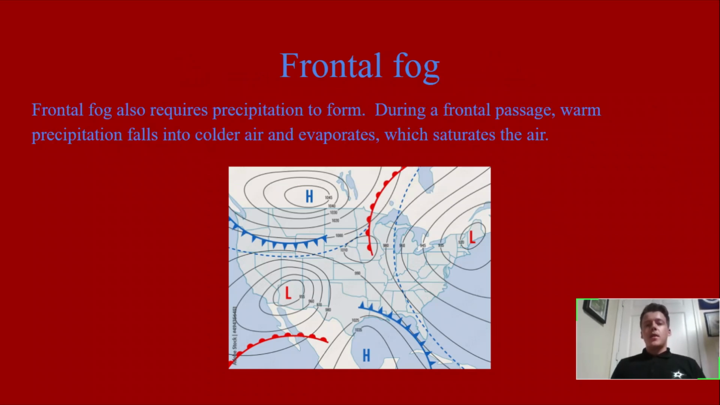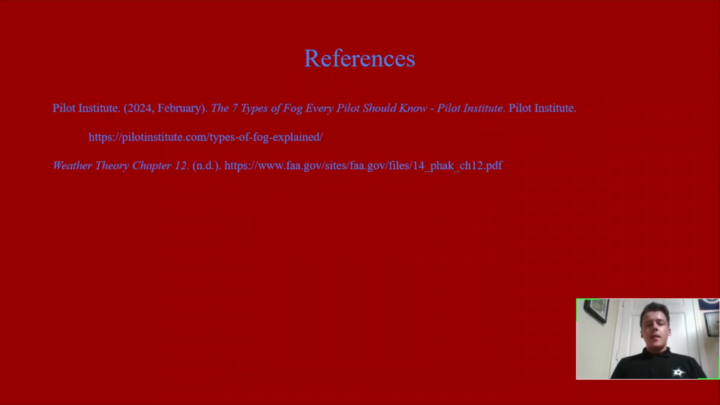The last type is called frontal fog, and it's like precipitation-induced fog, except it's associated with a front, like a frontal change. The warmer air from the front falls into a colder air mass, which causes the fog because of the moist air being cooled to saturation. That's about all I have.